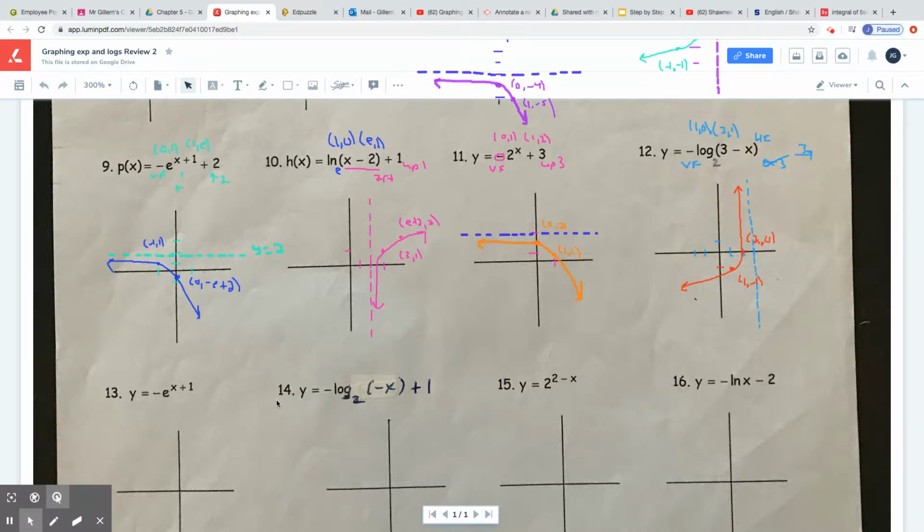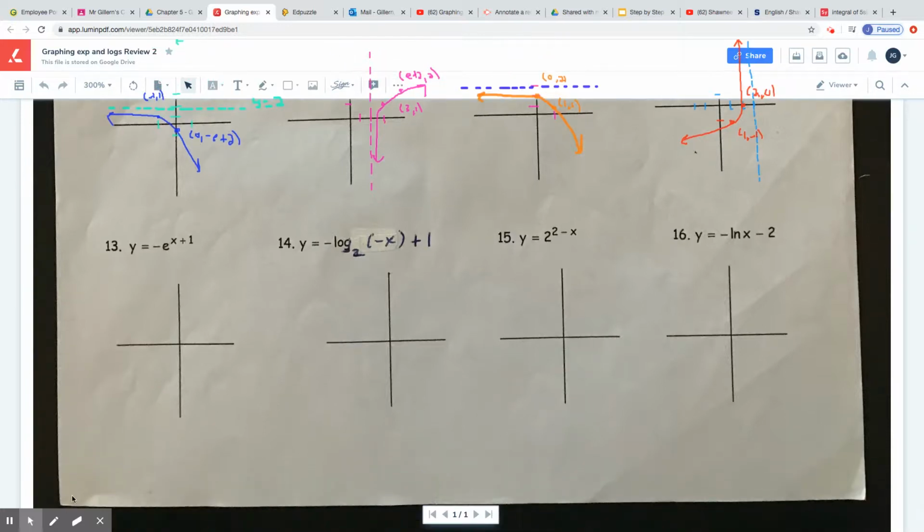All right, last 4. We have E exponential, so 0, 1, 1, E. Negative in front again, vertical flip. No negative in front of the X, so no horizontal flip, but we have a shift of 1 to the left because I set that equal to 0. Since there is no vertical shift, my asymptote stays at Y equals 0. There is a vertical flip, which means my graph should be down here, right? My graph should be down in that spot somewhere.